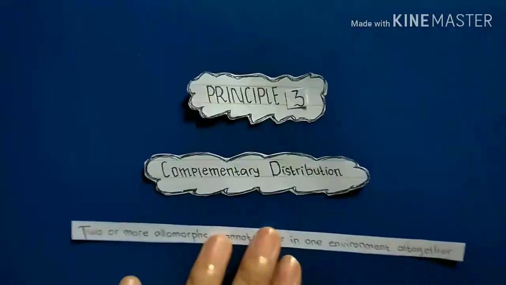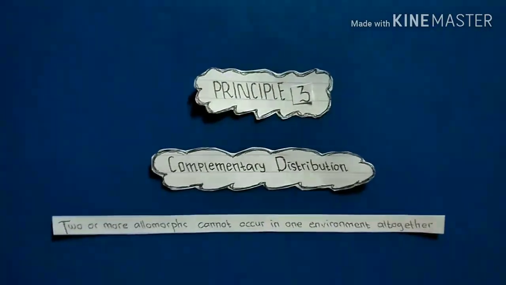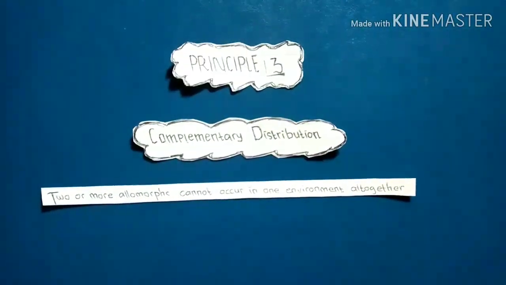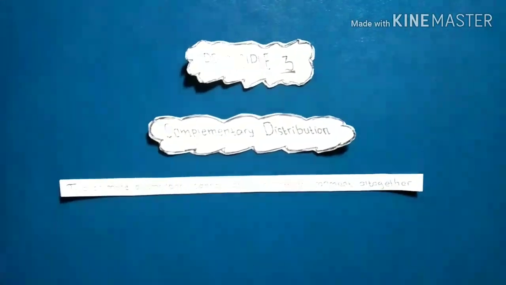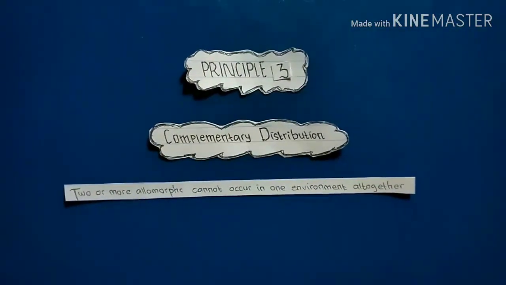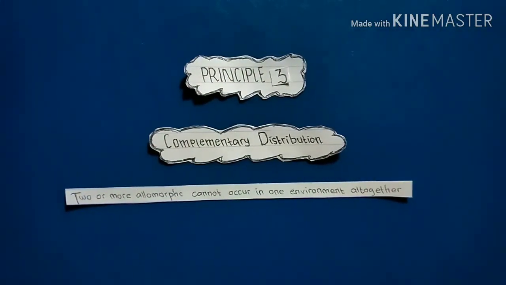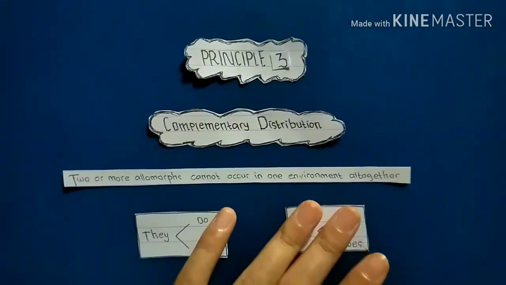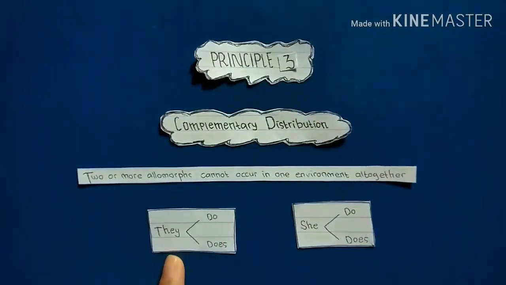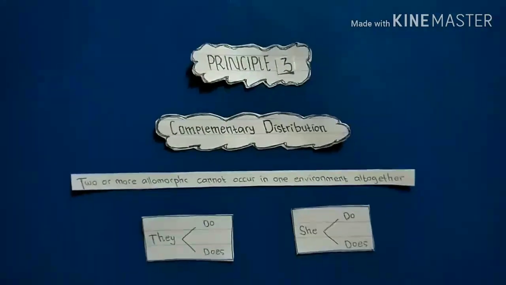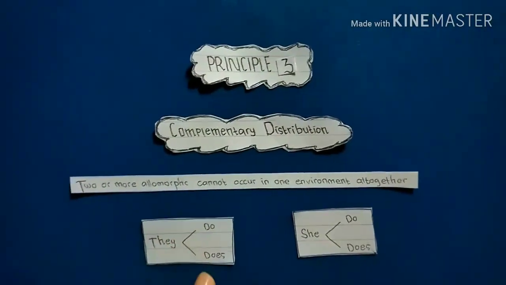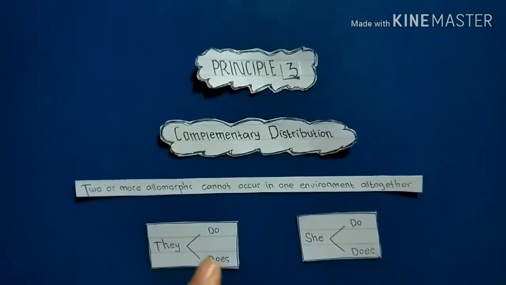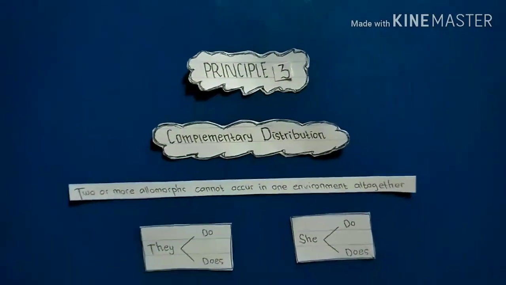Complementary distribution is when 2 or more allomorphs cannot occur in one environment altogether. Okay, actually, complementary distribution is related to subject-verb agreement and singular plural form. Okay, for more information, let's see the example. Okay, plural subject and singular subject. Here we have 2 morphemes, that is do and does, where we cannot use them together in one environment, but we have to choose one of them.